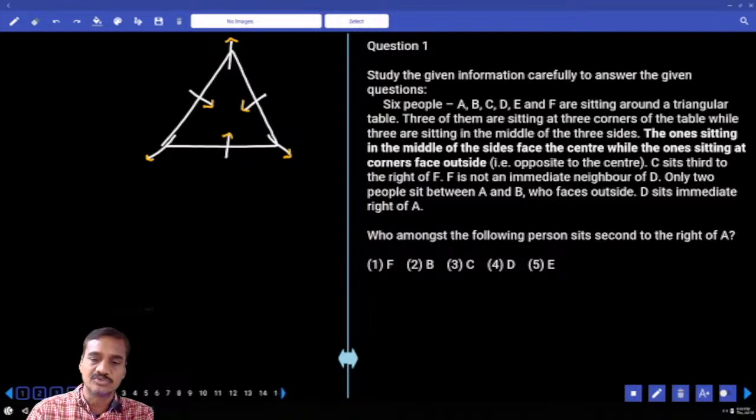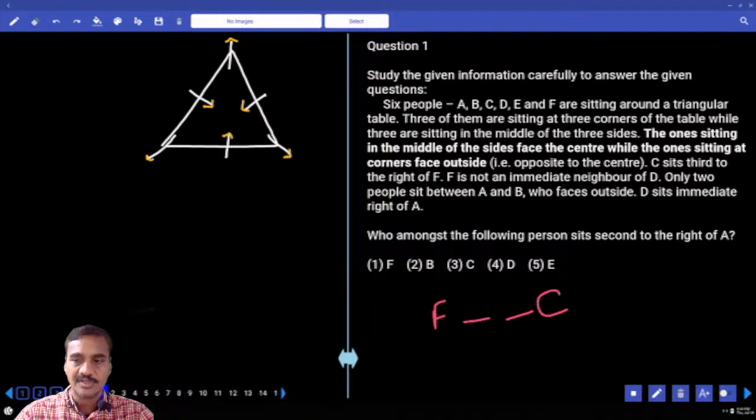And C sits south to the right of F, and ekkada ravali cheppandi F. F is not an immediate neighbor of D. F and D cannot be adjacent to each other, isn't it?